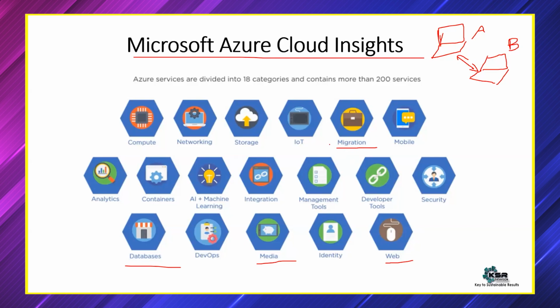Now, for migration, there are different services present in Azure. Depending on our requirement, we can select any specific migration service. But approximately on an average, migration can be done using cloud. These are 18 different categories of services available in Microsoft Azure. Now, categories are different and services are different. Migration is a category. Under migration, there are different services. Under networking, there are different services. Under databases, there are different types of databases.